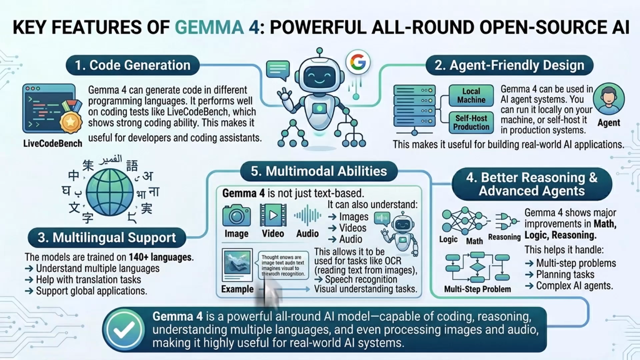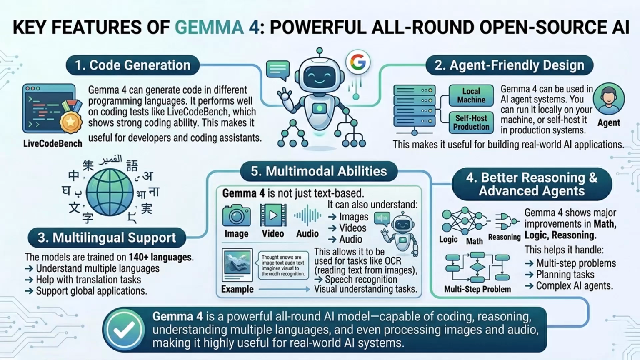So we will be able to perform different tasks like OCR, that is reading text from images, speech recognition, and visual understanding tasks, okay? So the takeaway is Gemma 4 is a powerful all-round AI model. This is capable of coding, reasoning, and understanding multiple languages, and it can even process images and audio, which makes it highly useful for real-world AI systems, okay?